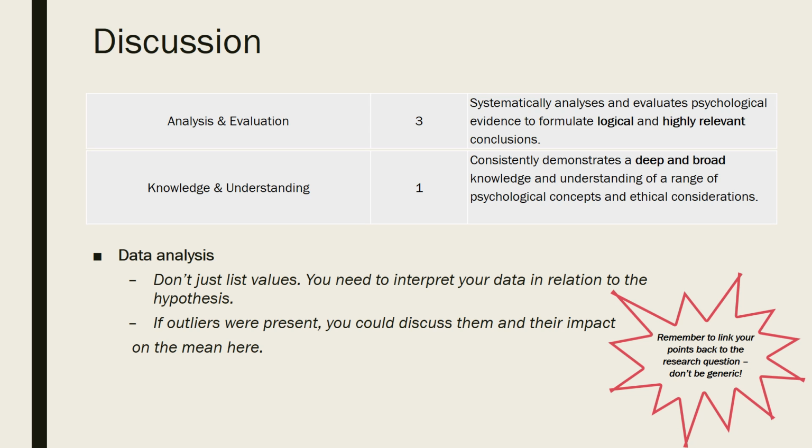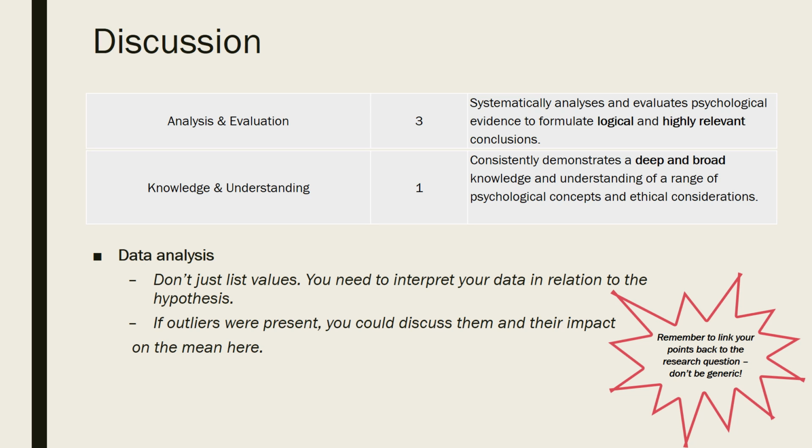So the first section of your discussion should be the data analysis. There's no interpretation of the data in the results section. All of it is done here in the discussion. It's very easy for students to just list their values. For example, the central route of persuasion group had a mean heart rate of, the peripheral route of persuasion had a mean heart rate of. That is not data analysis. Anyone can look at your results section and read those values for themselves.